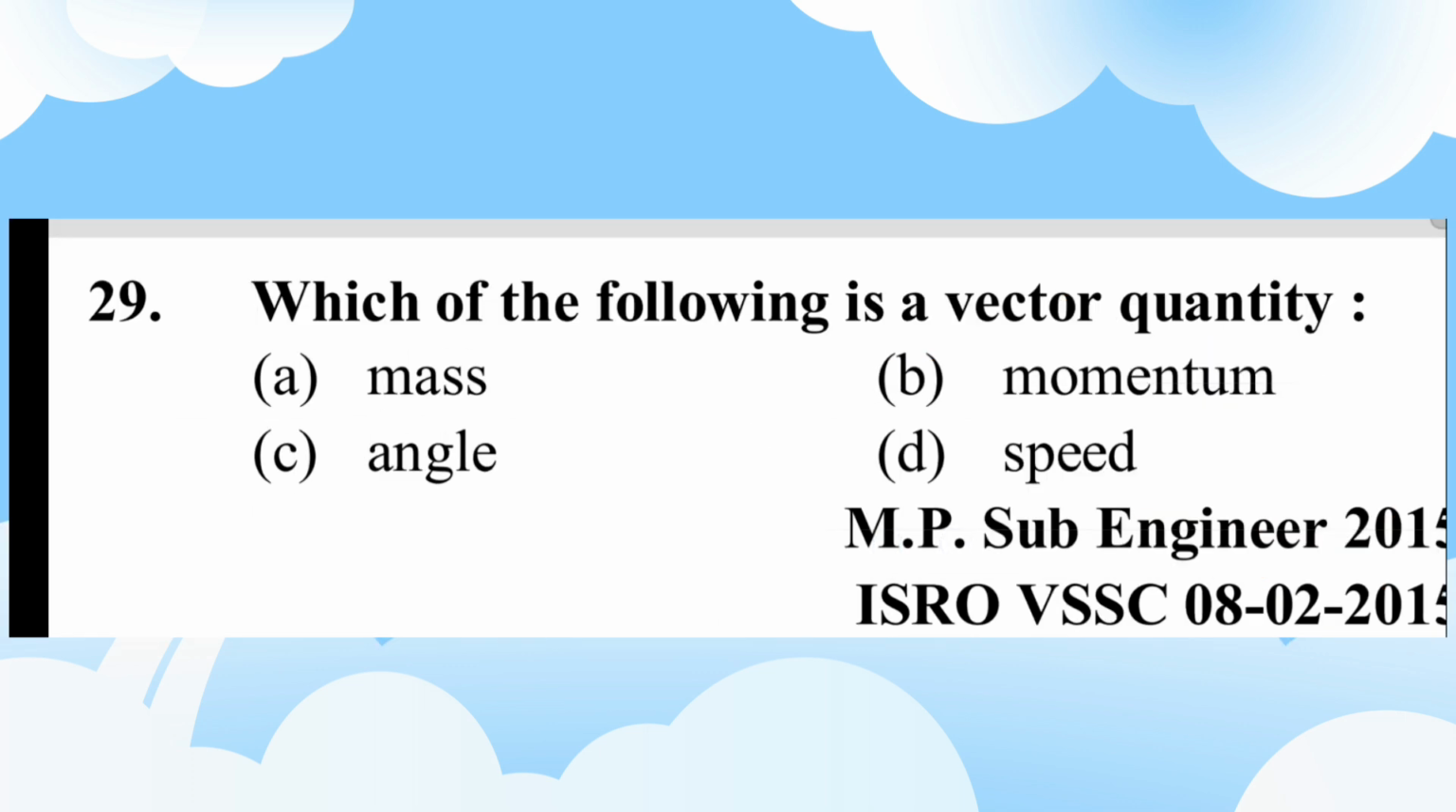Question number 29. Which of the following is a vector quantity? A. Mass, B. Momentum, C. Angle, D. Speed. B. Momentum. Momentum is a vector quantity.